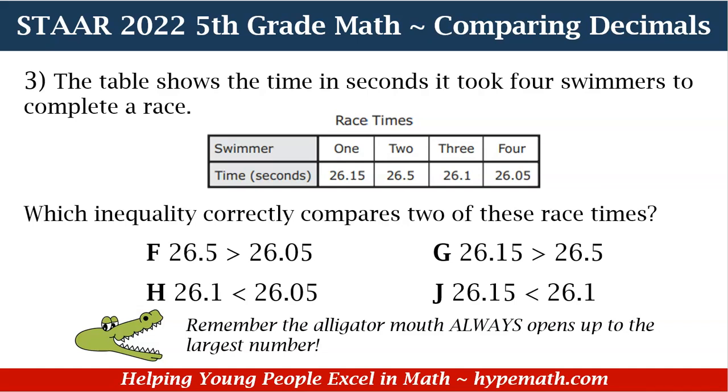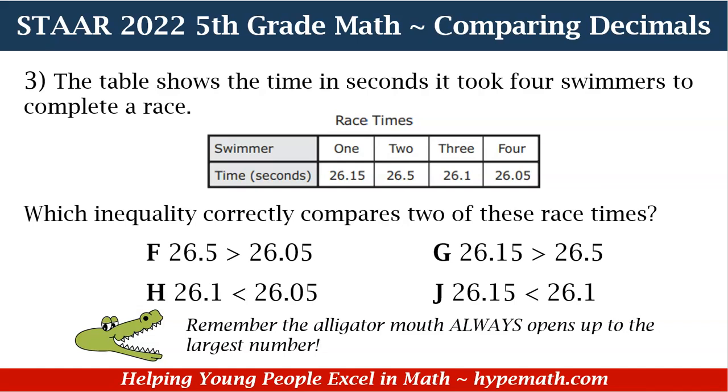All right, now that we've done that review, let's dive into our problems. Number 3 says, the table shows the time in seconds it took 4 swimmers to complete a race. Which inequality correctly compares 2 of these race times? Is it F, 26.5 is greater than 26.05? G, 26.15 is greater than 26.5? H, 26.1 is less than 26.05? Or J, 26.15 is less than 26.1?